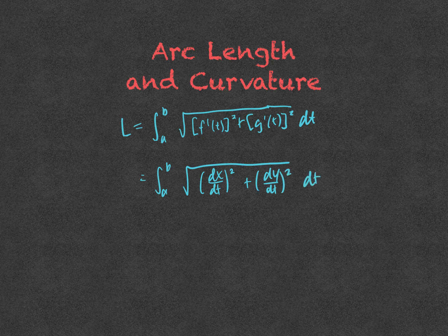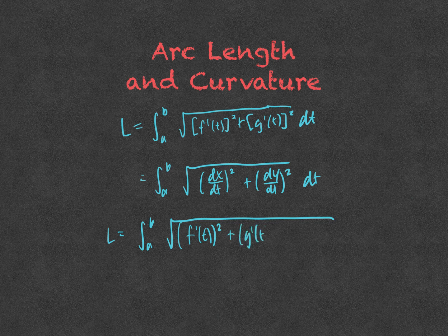When we put this in 3 space, into a vector, into R3, we're going to add the third component in. So we're going to say the integral from a to b, and using the top, I'm going to use parentheses. We're going to use f prime of t quantity squared plus g prime of t quantity squared plus h prime of t quantity squared with respect to t.